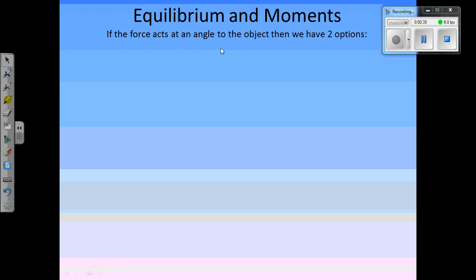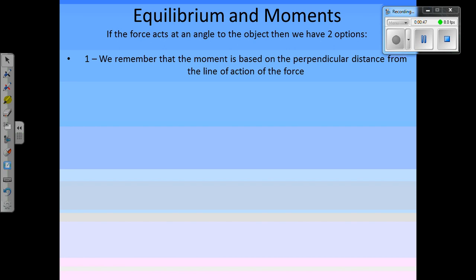If the force acts at an angle to the object, then we have two options. There's two ways you can do this. I always prefer one of these ways, which we'll see in a second, but you're totally legitimate to do it in either way. The first way is that we remember that the moment is based on the perpendicular distance from the line of action of the force. I'll show you that in a second.